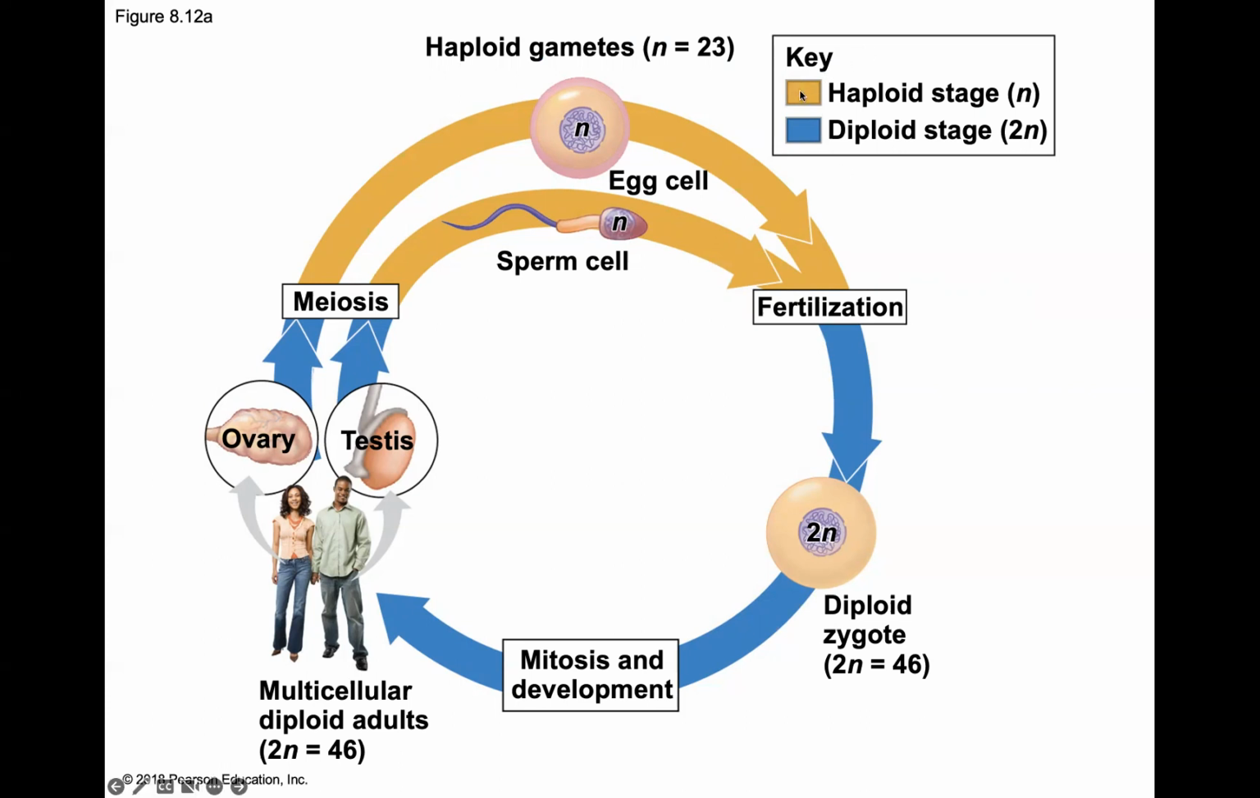Okay. So haploid is N, diploid is 2N. You should be able to use this information. All right. So for a diploid human, we're going to have 2N, right, which is 46.